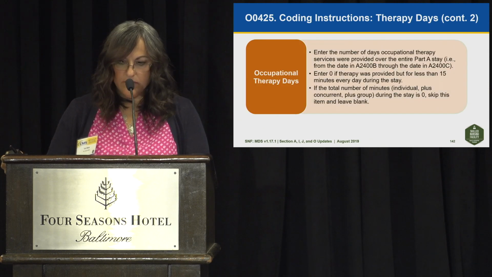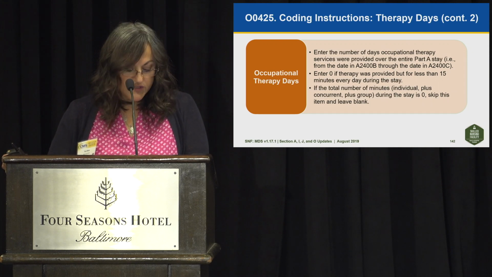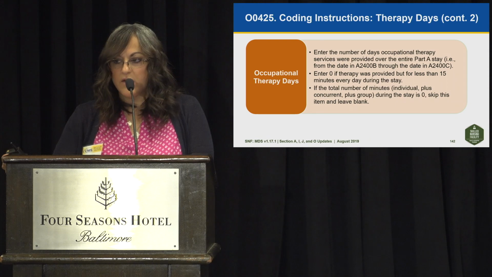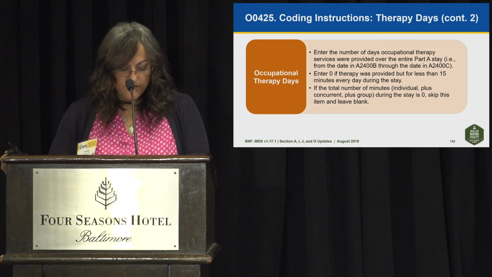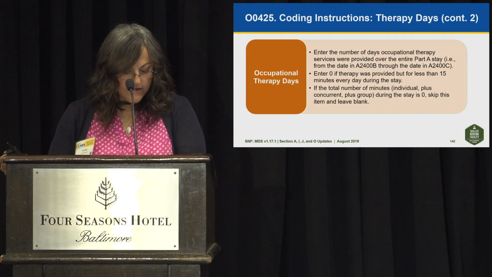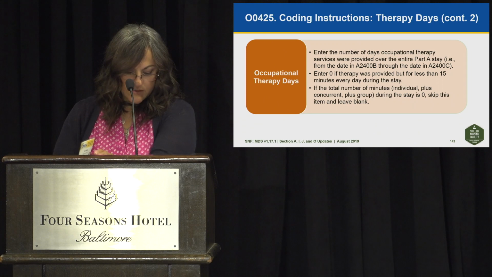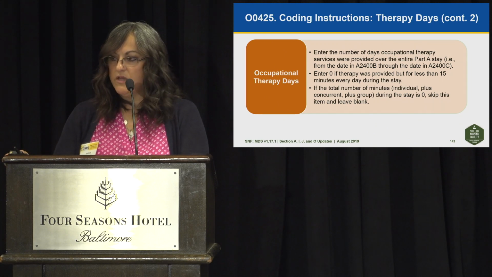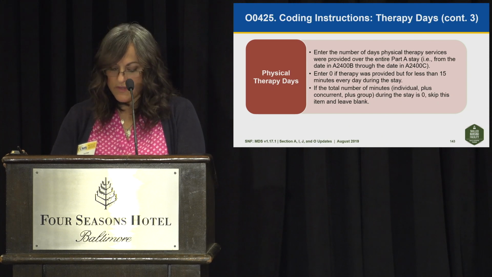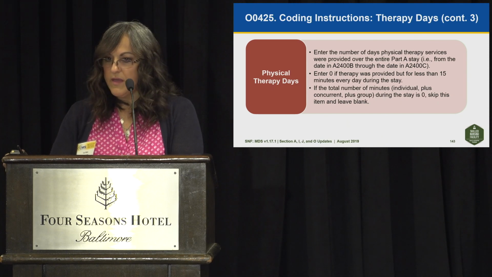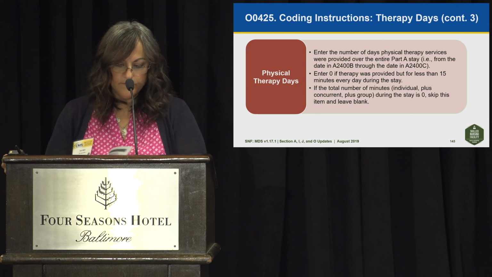So that same pattern holds true for occupational therapy. You're going to enter the number of days of OT services were provided over the entire Part A stay. You'll enter 0 if therapy was provided for less than 15 minutes every day during the stay, and if the total number of minutes, individual plus concurrent plus group, during the stay was 0, you'll just skip this item and you'll leave it blank. And again, for physical therapy, the instructions to complete are the same as SLP and OT, but for PT services.